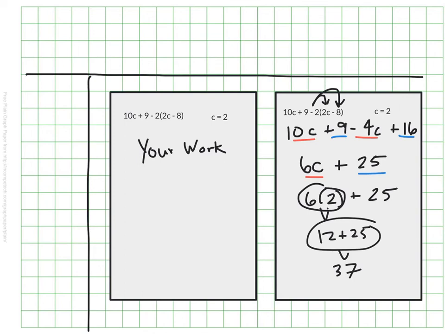So I have my work here on the right-hand side. I want to make sure that you have your work here on the left-hand side. And if you did it in a different way, we want to see if we got the same thing. So I'll take a look at it and see what strategy you used when I take a look at your video in class.